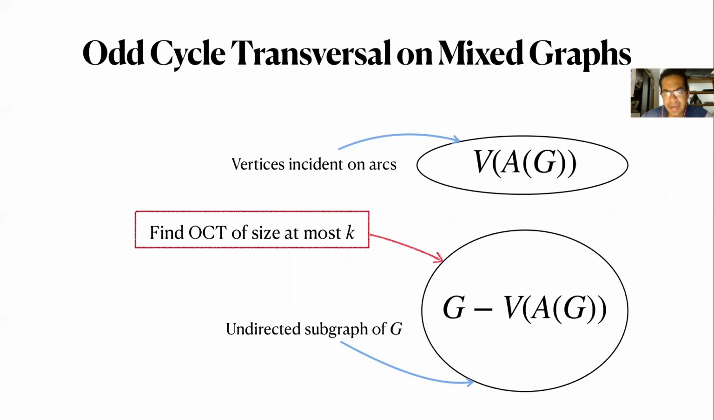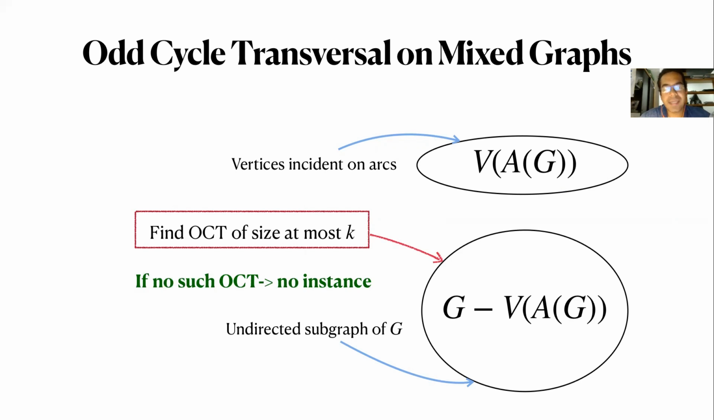So now we will see how to design an algorithm. First, we separate the graph into two parts. We take the endpoints of the arcs and put them into one set, and the undirected part of the graph we put into another set. So this is exactly what we did. V of A of G is separated, and then in G minus V of A of G, that is the undirected part of the graph, we find an odd cycle transversal of size at most k using the template algorithm that we have.